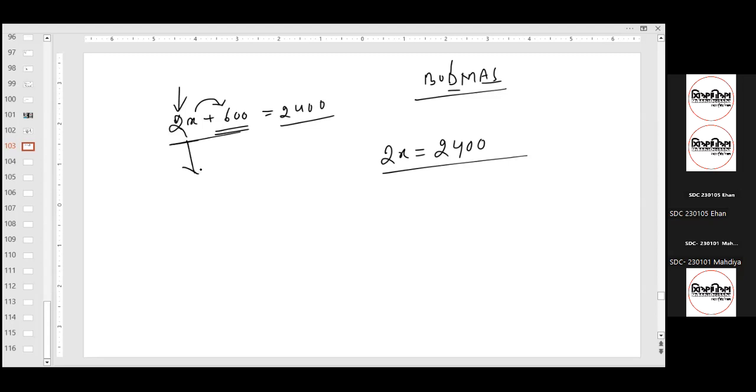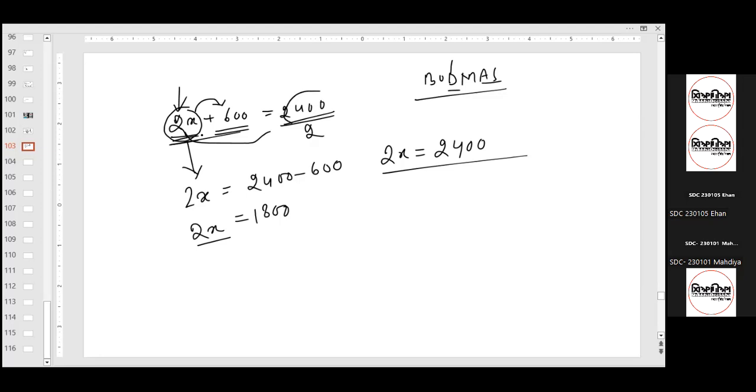So if we want to get the value of 2x, then we must subtract 600 from 2400. Then we get 1800, which is exactly equal to 2x. This 2400 is not equal to 2x, right? So once we divide this 2400 by 2, we mean that 2400 is equal to 2x, but it is not. So we cannot divide this 2400 by 2, as it is not equal to 2x. It is equal to 2x added with 600.